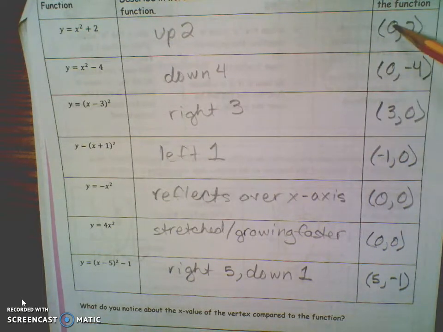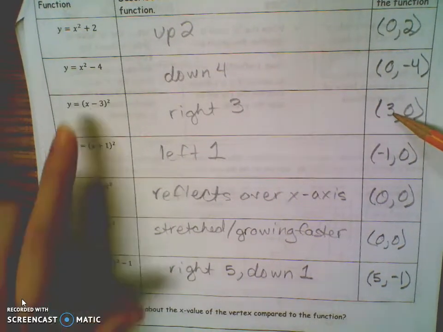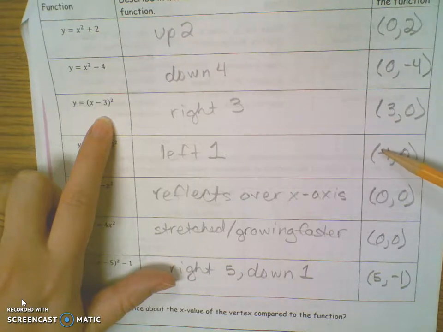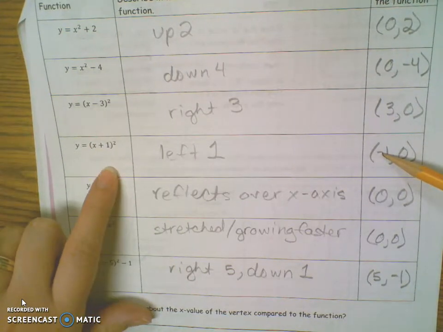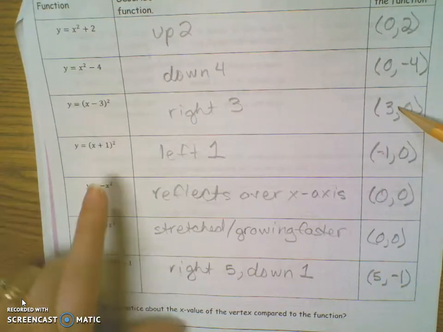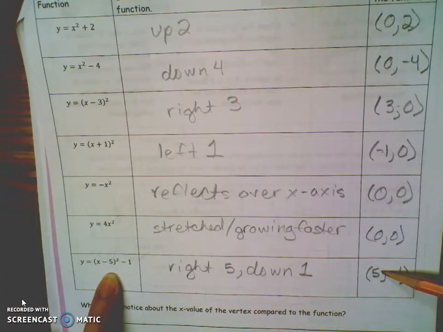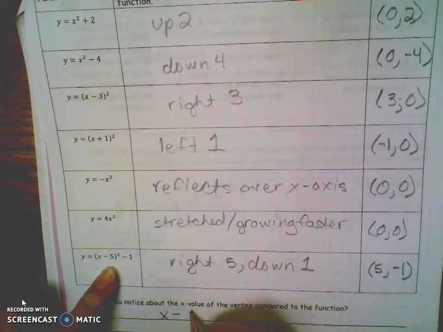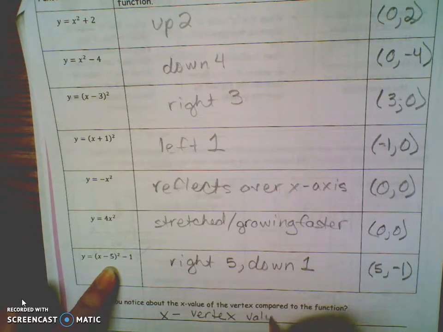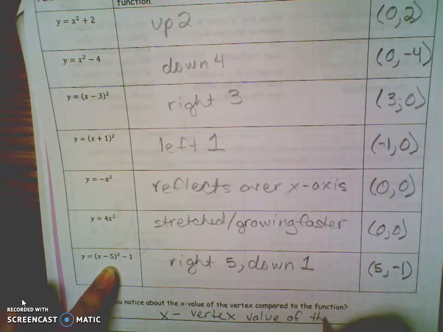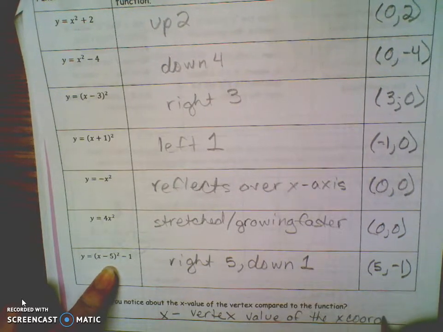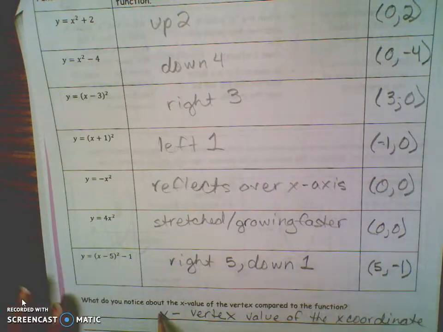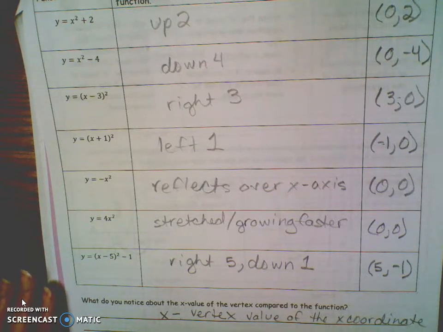So now we're kind of looking at what that means about our vertex of our parabola. What do we notice about the x value compared to the function? So 0, 0, if it has 3, it's showing up there. If it has 1, showing up there. So it's the opposite of that. And then this one, 5 and 5. So it's x minus the vertex value of the coordinate, the x coordinate, is what shows up in there. So it's x minus whatever your x coordinate is of your vertex.